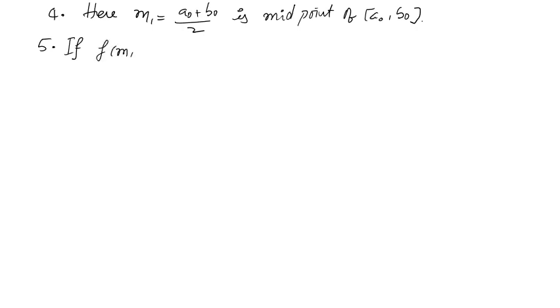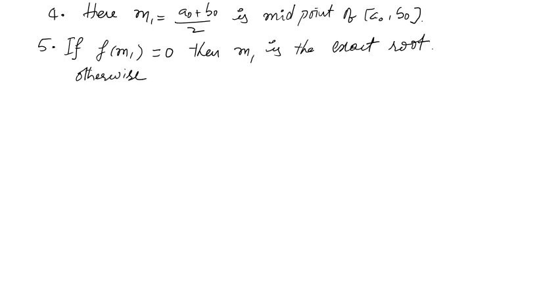Okay, fifth step: substitute this m1 value in the function. If f of m1 equal to 0, then m1 is the exact root. Otherwise, that means f of m1 is not equal to 0, and f of m1 is either negative or positive.